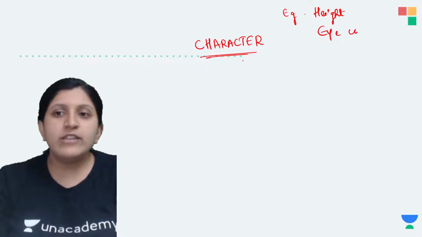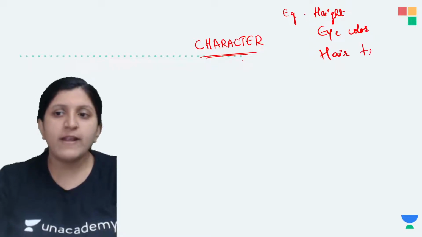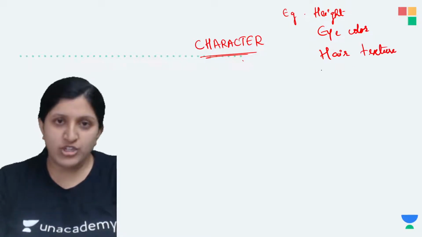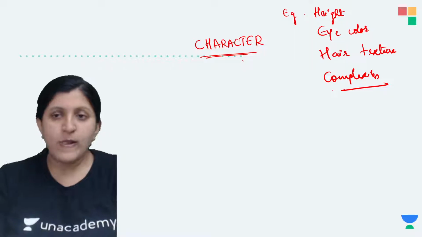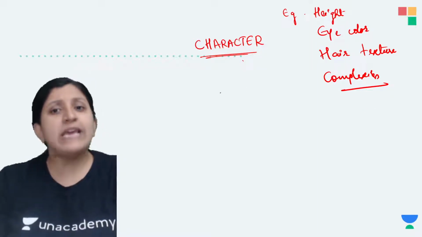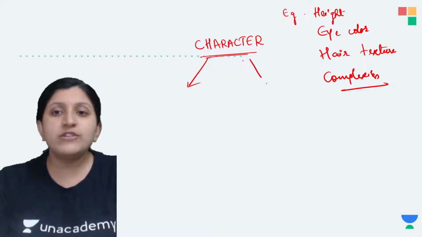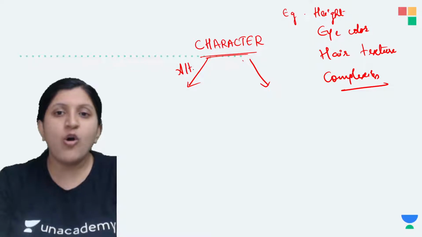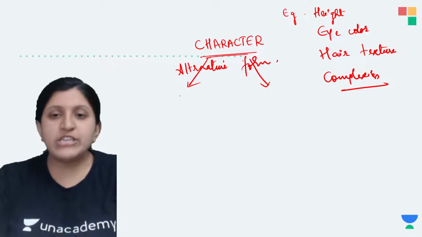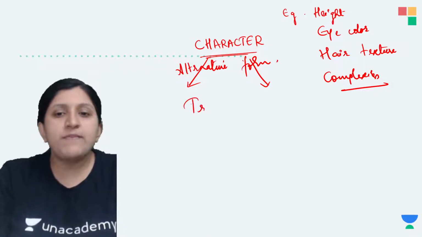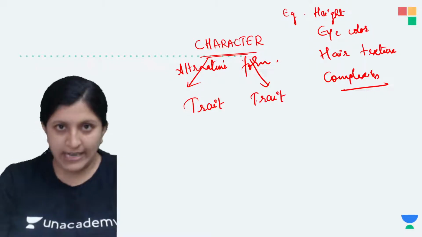Then there is hair texture that we can mention, and other than that the complexion of the skin. So these are all different characters. In a character you will find an alternative form, and we can just call these traits. The traits are basically the alternative forms of a character.